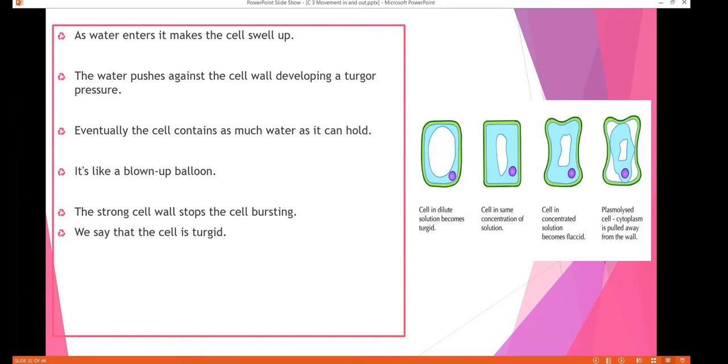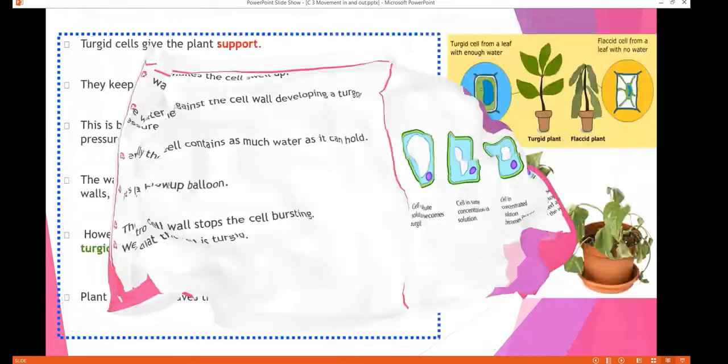Okay, and in picture 4, you can see this is a plasmolyzed cell, wherein the cytoplasm is pulled away from the wall. So whenever this shrinking happens, whenever this diffusion takes place from inside the cell to the outside, plasmolysis takes place. Now I'll tell you what is plasmolysis.